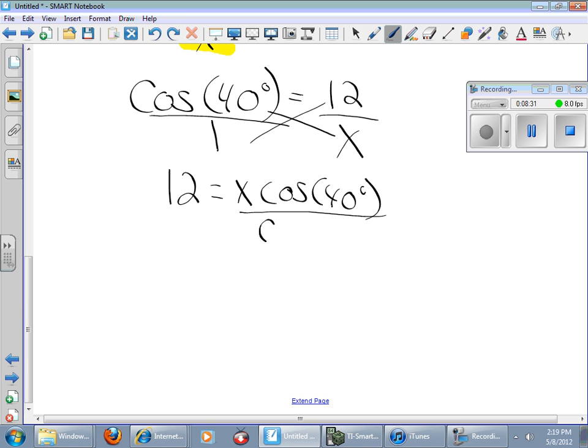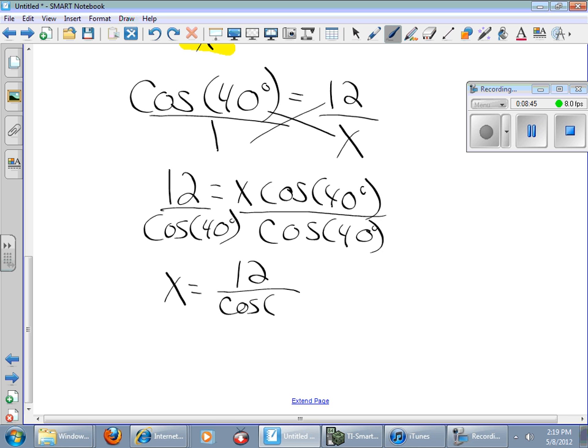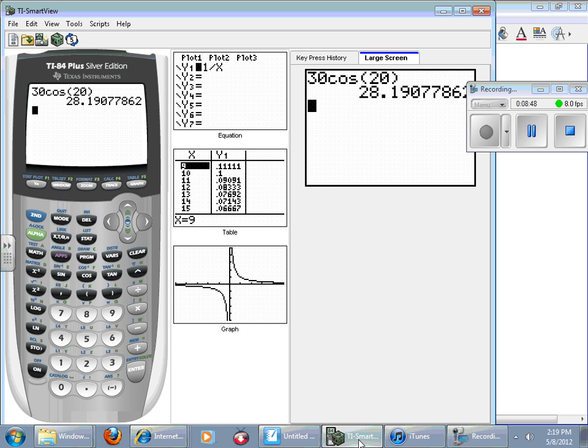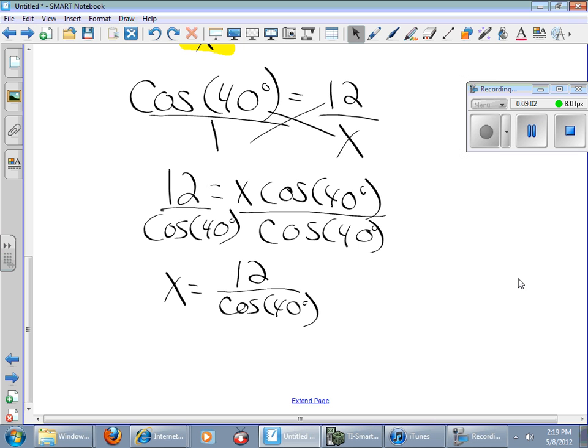And then I'll divide each side by the cosine of 40 degrees. All right, x will equal 12 divided by the cosine of 40 degrees. I only said that like 85 times. 12 divided by the cosine of 40 degrees. And I'll get approximately 15 and 66 hundredths. So x will equal 15 and 66 hundredths centimeters.